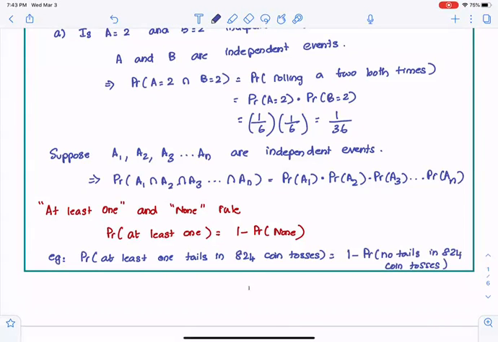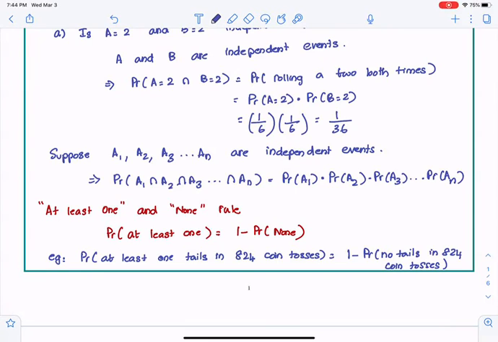So finding at least one probability without using this rule will take forever. If you fall into the trap and don't recognize it as an at least one and none problem, you're going to waste a lot of time trying to find the probability because you're going to get stuck. So anytime you have an at least one probability type question, always ask yourself, could we do this problem with the complementary rule or the at least one to none rule?